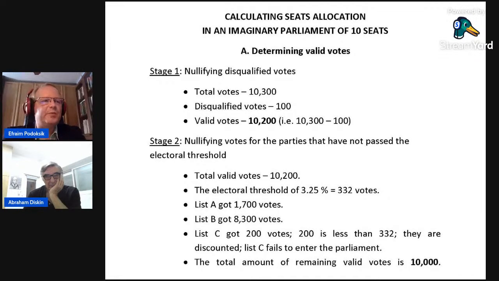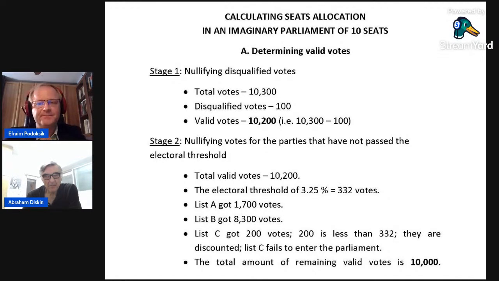So the story begins with the counting of votes, which proceeds in several stages. We'll discuss it not on the basis of the existing Israeli parliament with 120 seats, but an imaginary parliament. Imagine there is a parliament of 10 seats which are allocated proportionally. So how, according to the Israeli system, does the counting of the votes go? Imagine that in total 10,300 voters came to the ballot box and threw the envelope into the box.